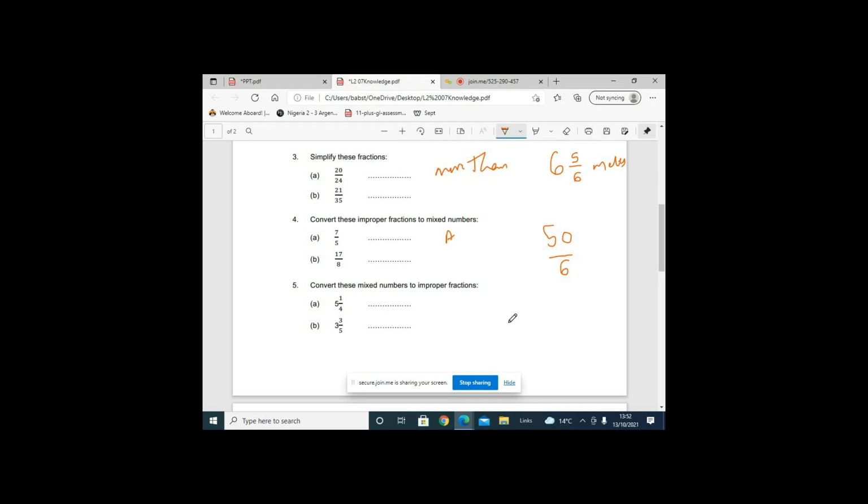So now, I'll check. 6 into 50 is 4. You can just convert this one to an improper fraction. 6 times 6 is 36 plus 5 is 41. 41/6. So that is it. These are the type of questions they ask you. It's just for you to apply and you can do it. That's it.